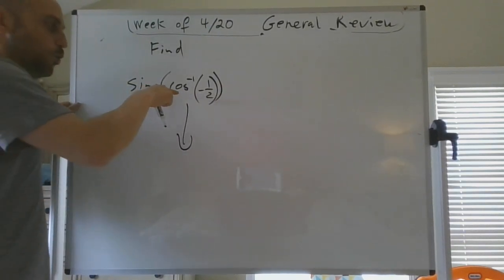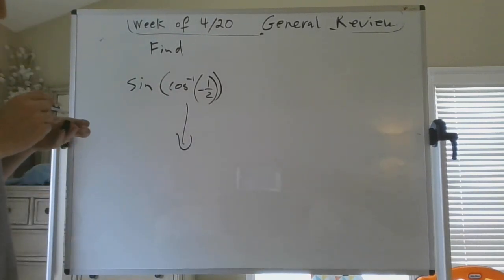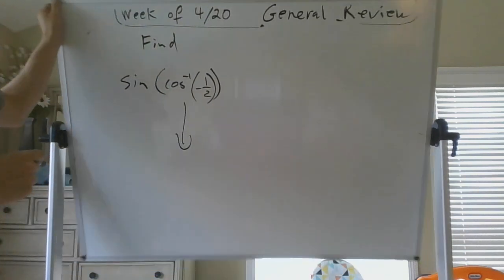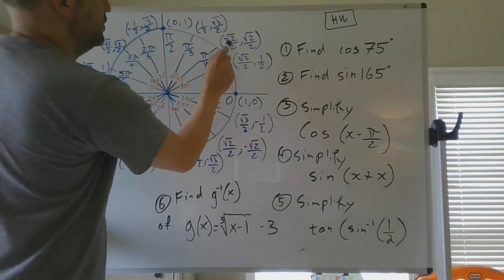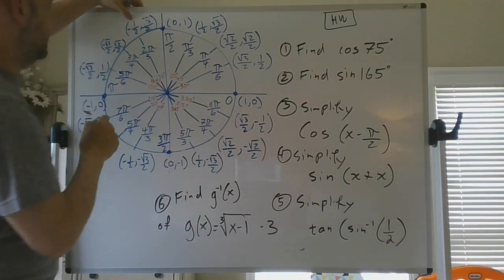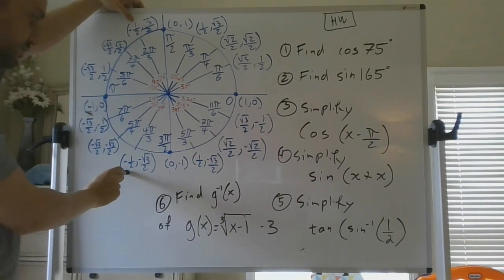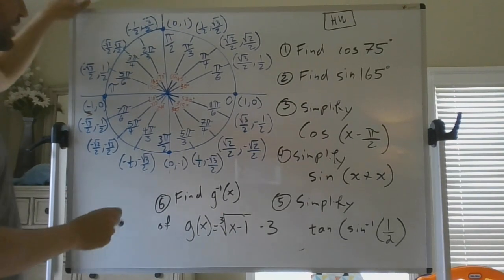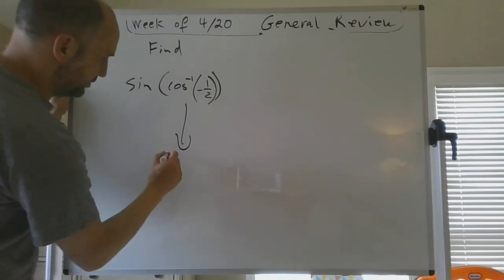This means what angle is going to have a cosine of -1/2? Let's see. Cosine of -1/2. Oh, yes. So we have 2 of them here: 4 pi over 3 and 2 pi over 3.